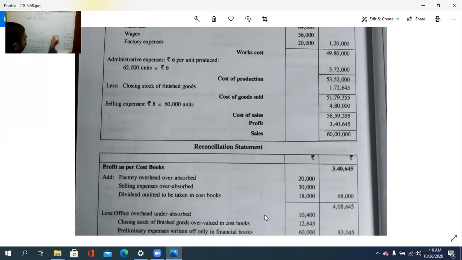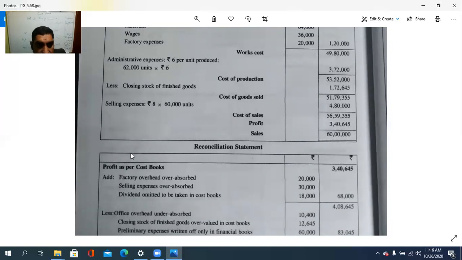Selling expenses, how much? 60,000 rupees, 8 per unit into 8. 8 6s are 48, so 4,80,000. So this is COS or total cost: 51,79,355 plus 4,80,000. It is 56,59,355.